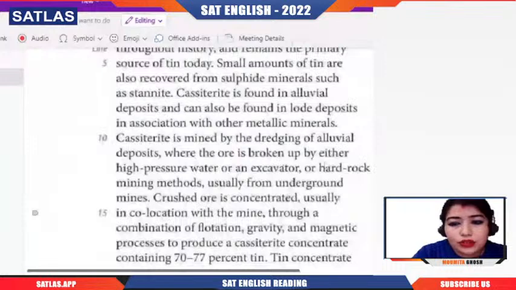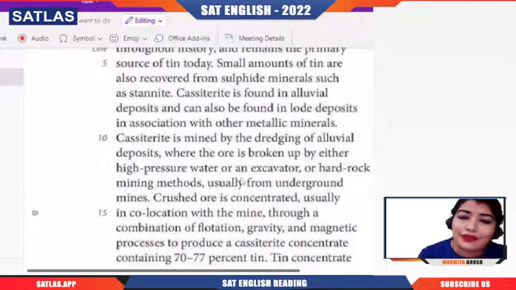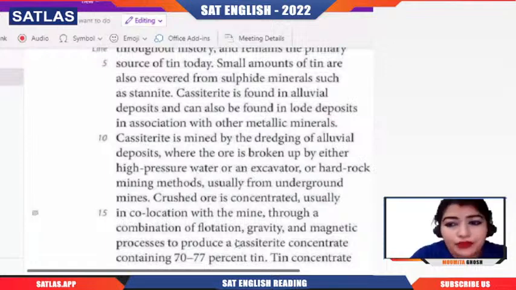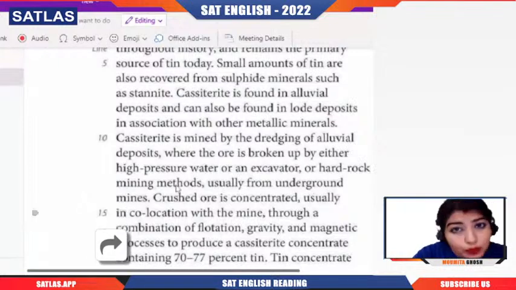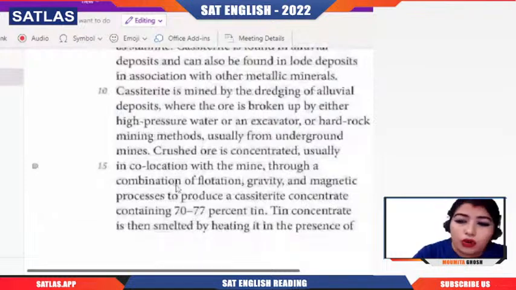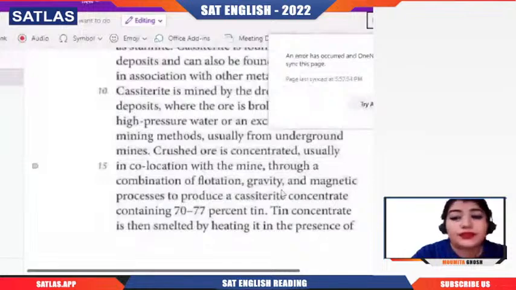Deposit where the ore is broken up by either high pressure water or an excavator. Excavator means a type of crane which just extracts, or hard rock mining methods, usually from underground mines. Crushed ore is concentrated, usually co-located with the mine, through a combination of flotation, gravity, and magnetic processes.